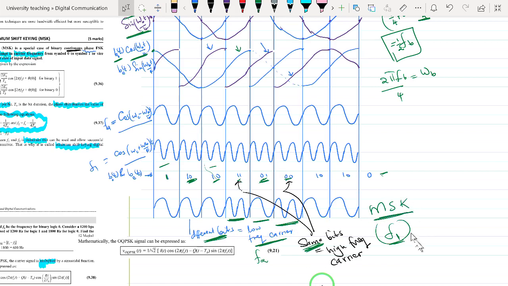This is our final transmitted MSK signal. You can see we do not have sudden or discontinuous phase. The frequency is continuing. Even if the frequency is changing, the same phase remains. It is just changing in frequency but not in phase. So this is the one we refer to as MSK.